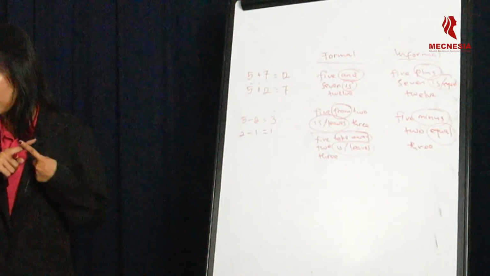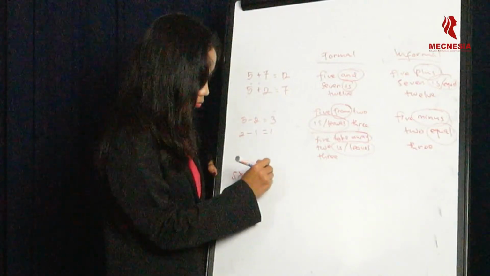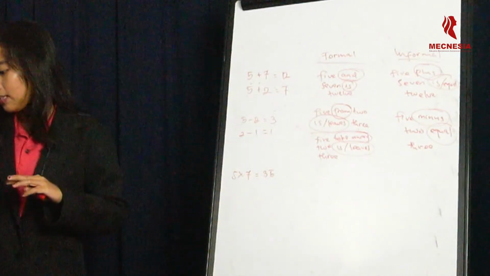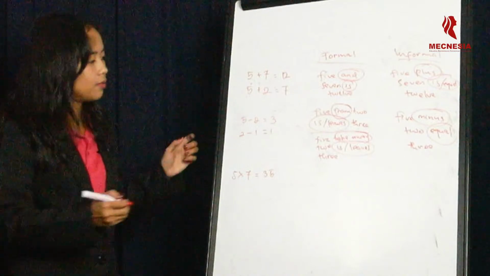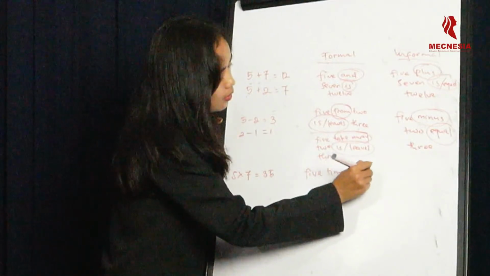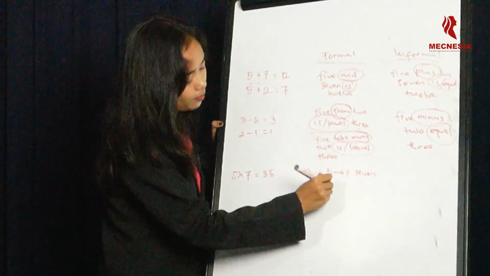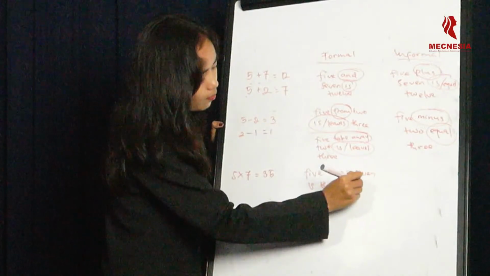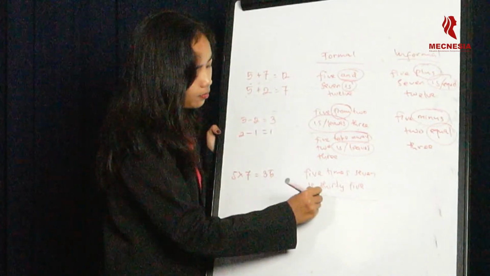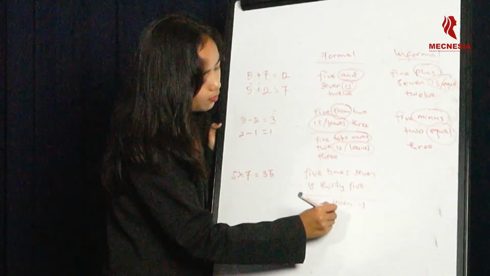Next, perkalian. Oke, 5 kali 7. Oke, so the formal way juga ada dua cara. The first is 5 times 7. 5 times 7 is 35. Or you can say 5, 7 is 35.